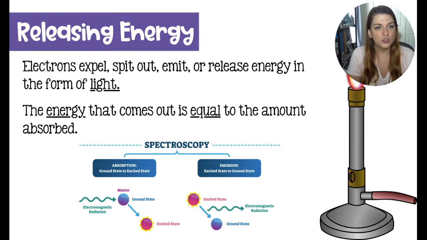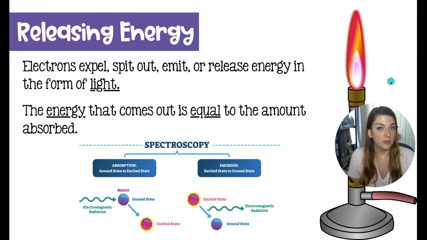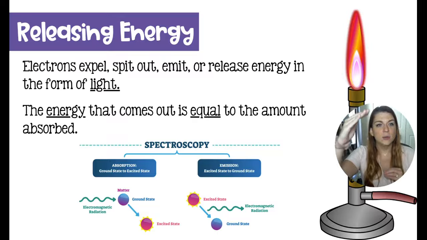But in terms of chemistry, we would say that they are releasing their energy, and that typically is going to be released in the form of light. Again, the amount of energy that an electron absorbed to jump to higher energy levels is going to be emitted when it comes back down.